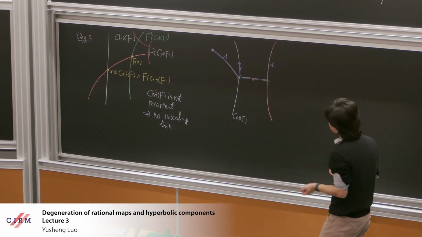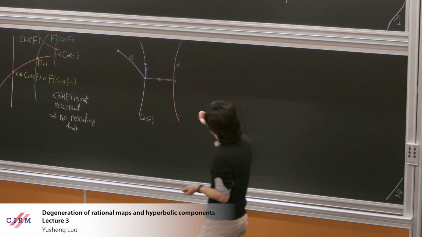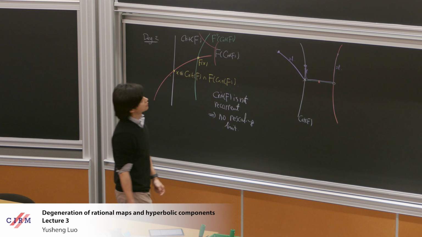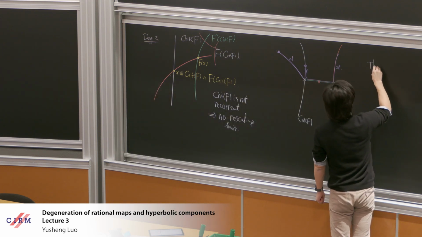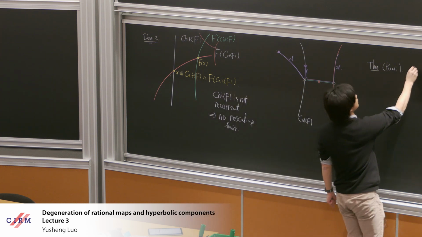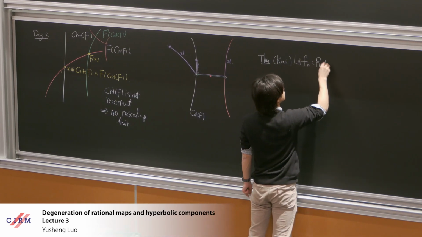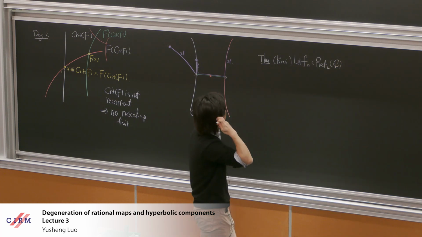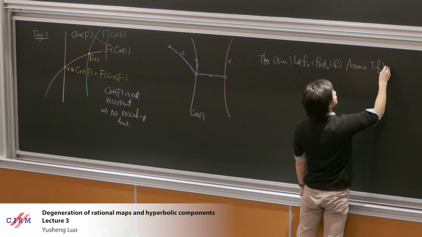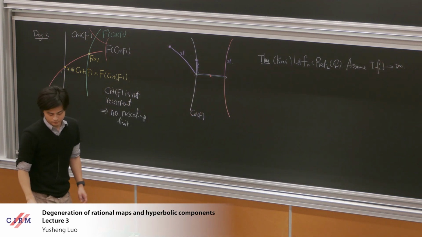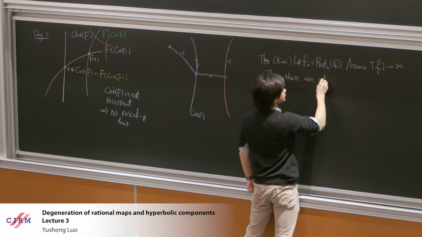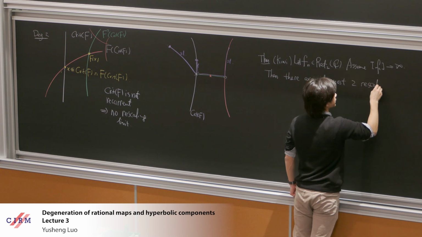All right, and then if you do this carefully, you can prove that these are the only possibilities to get the second rescaling limit, and this is exactly what Kiwi did in his classification. And a more precise statement is the following. We're looking at degree 2 rational maps, and we assume that its conjugacy class goes to infinity. Then there are at most 2 rescaling limits.